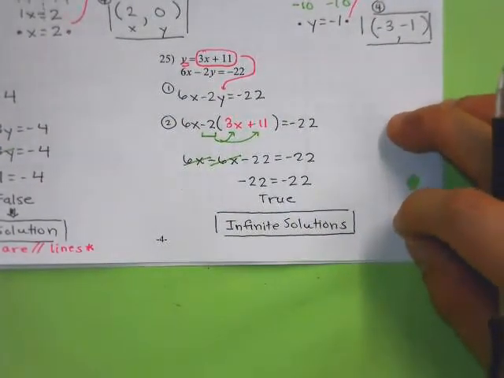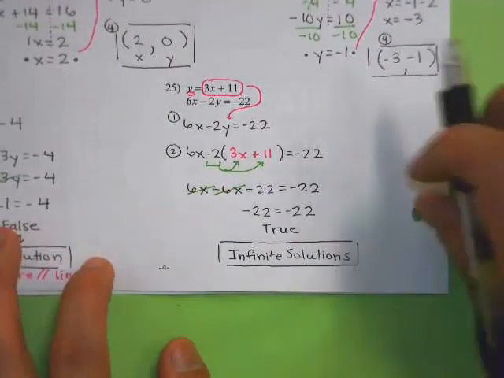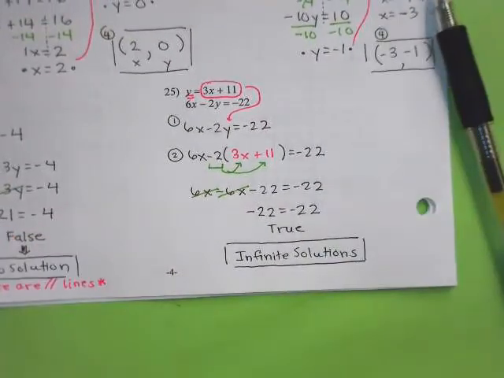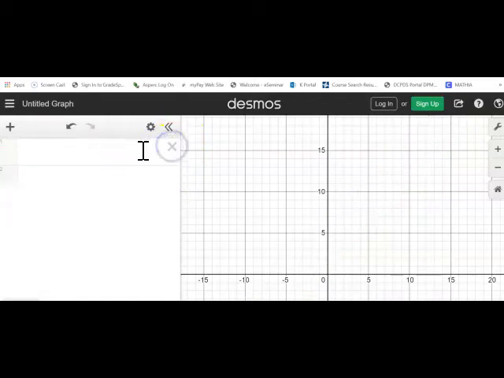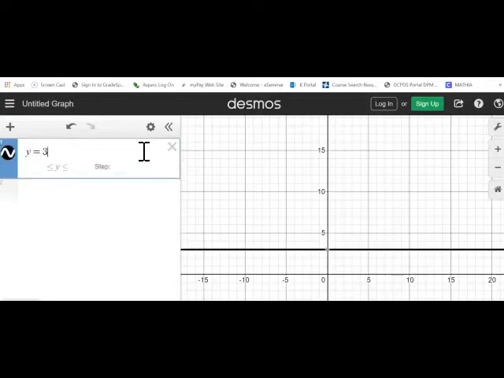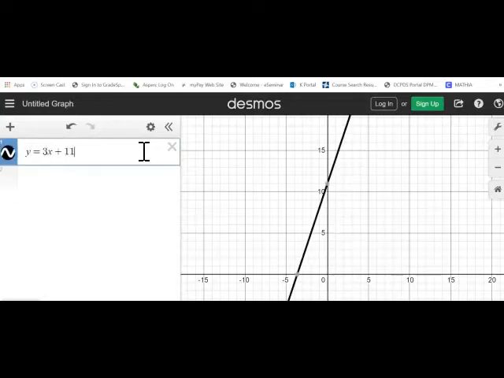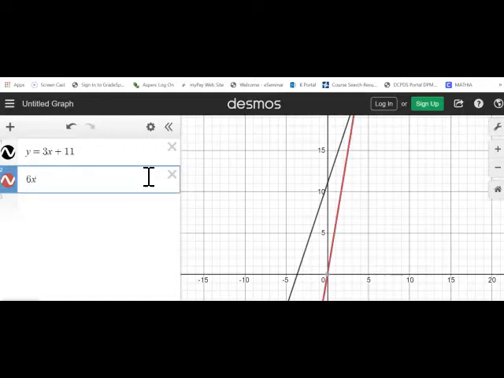I think I might switch to Desmos. Should I switch to Desmos.com? Yeah, let's just do it, because I did it for 24. Okay, I always want to give you a visual of what you are trying to solve for. So the first equation for number 25 was y equals 3x plus 11, which is this line. Please take a look at the black line because I'm going to start typing in the second equation.